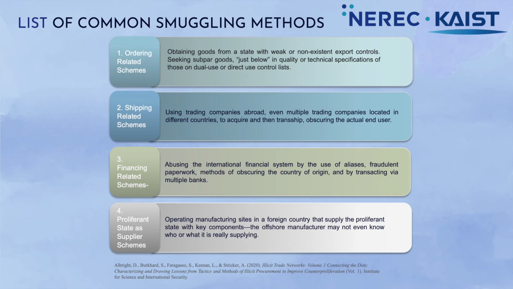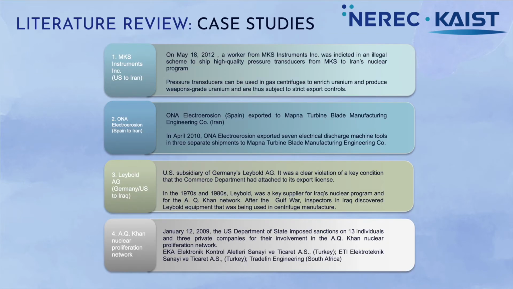The last type is proliferant state as supplier schemes, such as operating manufacturing sites in a foreign country that supply the proliferant state with key components. The offshore manufacturer may not know who or what it is really supplying. Next, I will go over a literature review and case studies.